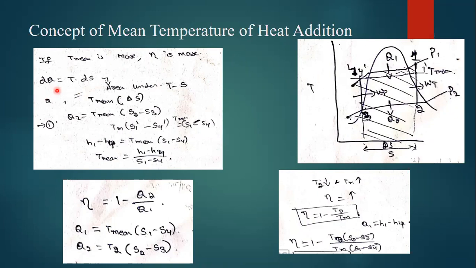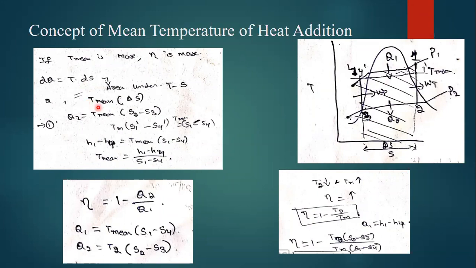We already know this equation: dq is equal to T into ds. Here dq is the change in heat, T is temperature, and ds is the change in entropy. I already said the area under the TS diagram relates to the change in entropy. This is the TS diagram for the Rankine cycle, and the area under it is the change in entropy ds.